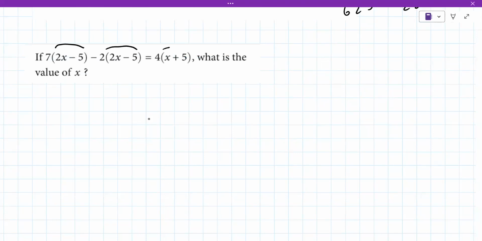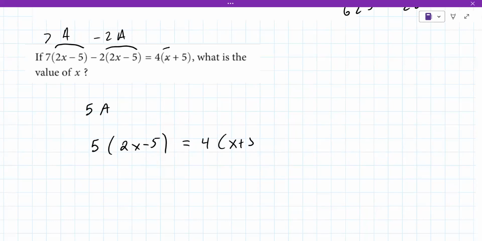Okay, there you go. So one of the things that you can notice is that these are the same. 2x minus 5 and 2x minus 5 is the same. Not the same over here, which we'll get to. So this is like saying 7a's minus 2a's, which is 5a's. So it's 5 times 2x minus 5 equals 4 times x plus 5. And that makes this a lot easier to solve.